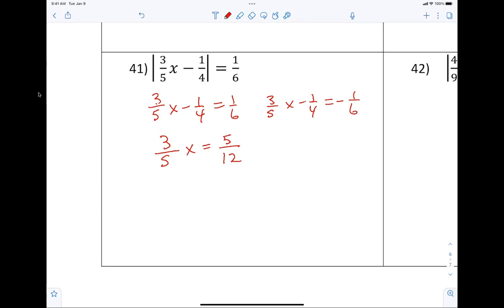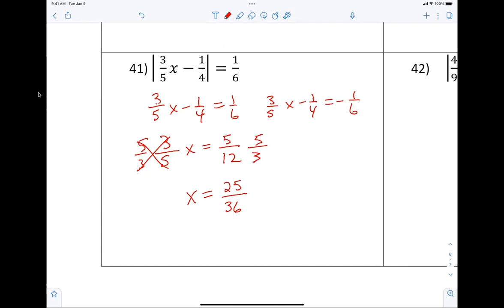Did we agree that it is 5/12, right? And then we multiply by the reciprocal. So my final answer on this one was 25/36. Yes. Well, we can simplify that into what? I want to hear this simplification. Sometimes it would be 6.25.